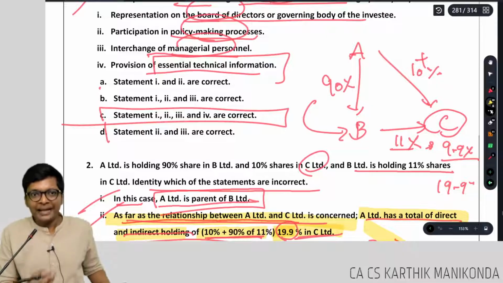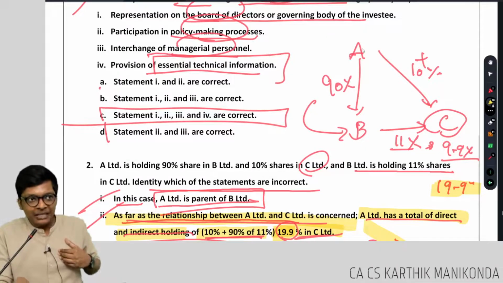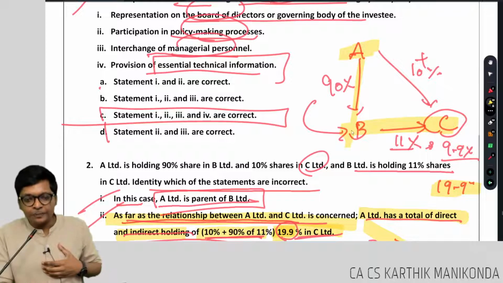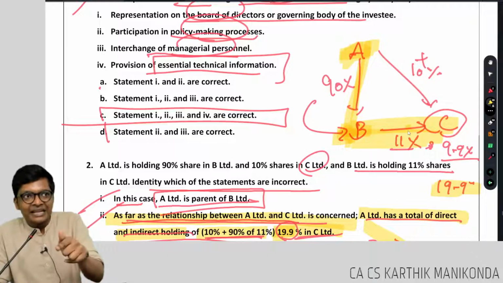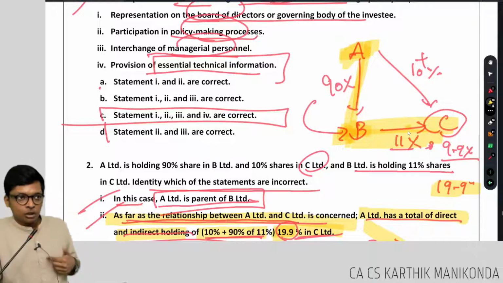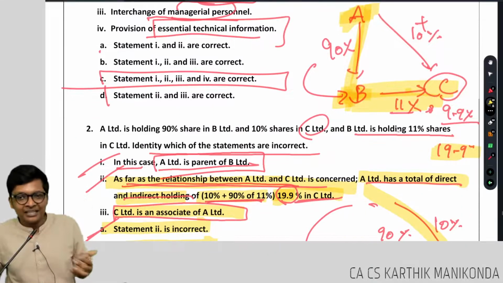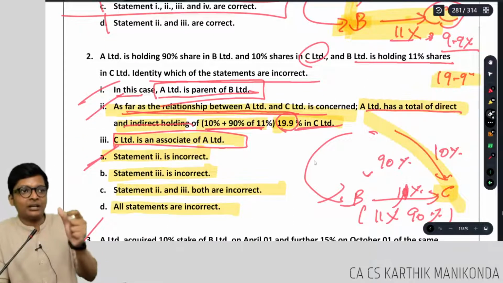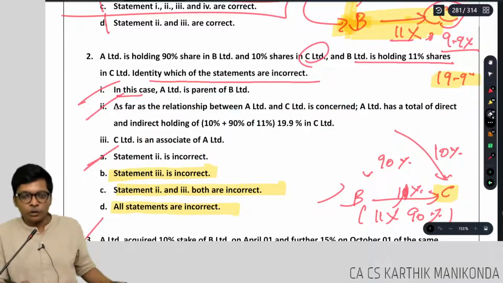See, mathematically you are saying 19.9, but if A wants, A can control the full 11% because A controls B as a holding. So whatever A tells, only B will do. So indirectly A controls 11%. Correct? So technically I cannot do this 19.9%. It doesn't make sense. Mathematically you are right, I control 90% of 11, but I am saying substance over form.